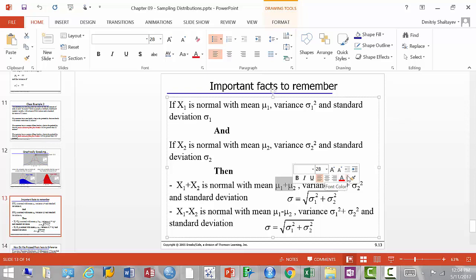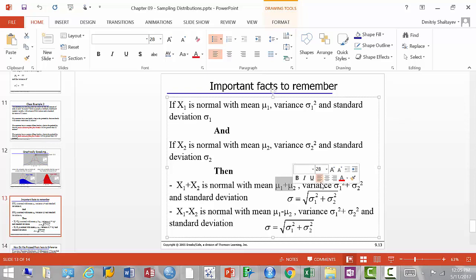Sum of two normal distributions is also a normal distribution. The averages add together and variances also add together. Not standard deviations, but the variances. So your standard deviation is the square root of that. This is called, I believe, geometrical average, right? Not arithmetic, but geometric average. So sigma 1 squared, variance number 1, plus sigma 2 squared, variance number 2, take the square root of that.